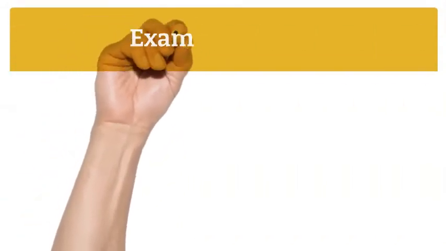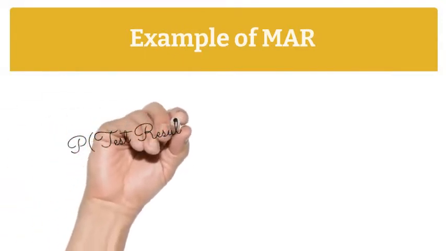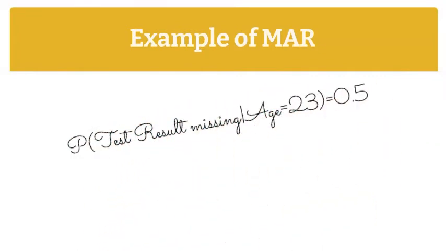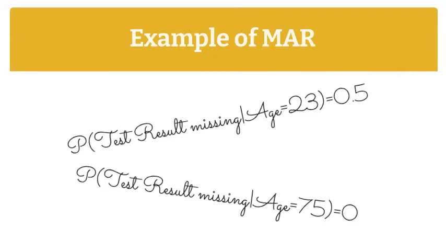If you looked at the previous table, you would see that there are two missing values in test result for age 23. This means that the probability for test result missing given age 23 is 0.5, 2 out of 4. And when you look at test result missing given age 75, you will see that the probability is 0. What does this mean? This means that the probability of a missing value on a test result depends on age, but it does not necessarily depend on its own particular value. Why?